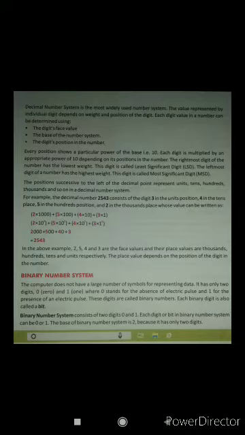Come to the binary system. The computer does not have a large number of symbols for representing data. It has only two digits, 0 and 1, as I told you, where 0 stands for absence of electric pulse and 1 for the presence of an electric pulse. It means the computer recognizes only the electronic pulse, whether it is there or not, true or false. These digits are called binary numbers. Each binary digit is also called a bit.